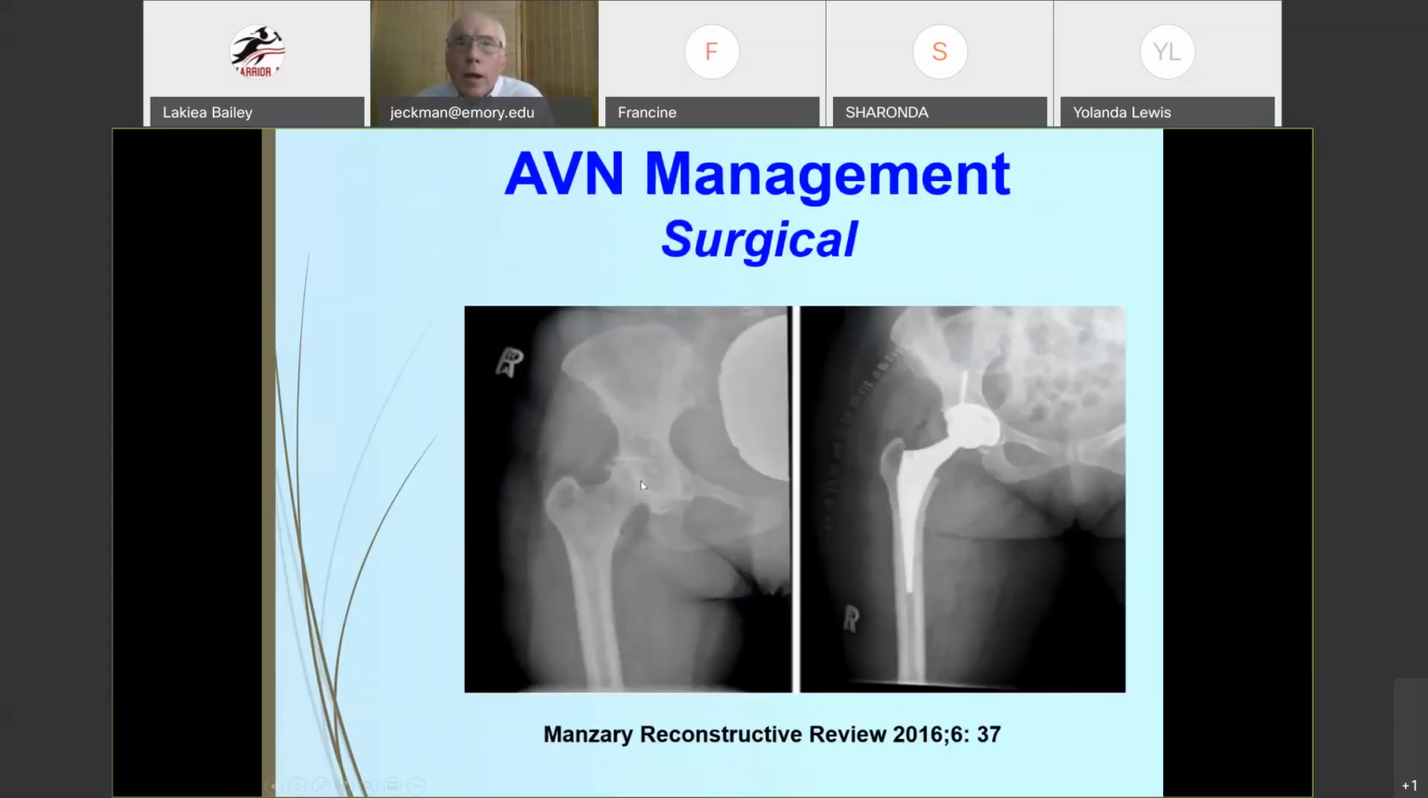This shows on the left a very severe advanced case of avascular necrosis of the hip. And you can see on the right, this has been replaced, and this is dense white because this is a metal ball and neck of the femur that has been placed into the femur after the natural neck and head have been resected.